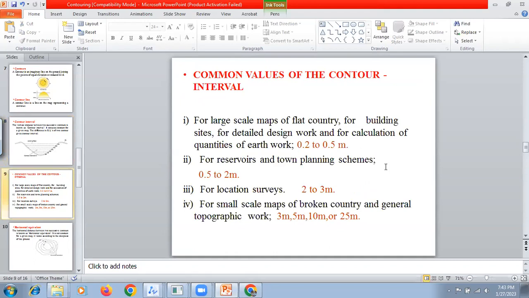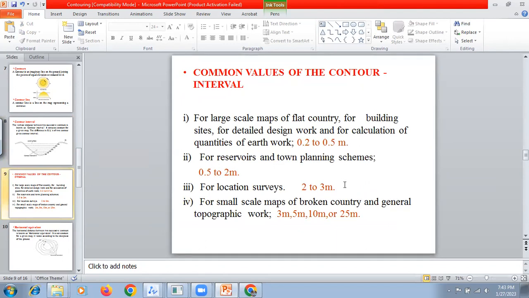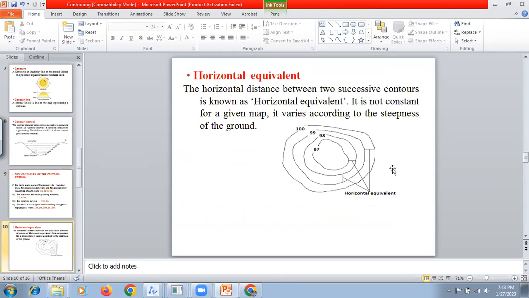Here some guidelines are given on how much the contour interval should be taken: 0.2 to 0.5, sometimes 0.5 to 2 meter, then 2 meter to 3 meter. So for a structural engineer, all this is ready-made available. We just have to read the plan and interpret the ground profile. That was the vertical distance, the contour interval, and the horizontal distance between two contours is called the horizontal equivalent.